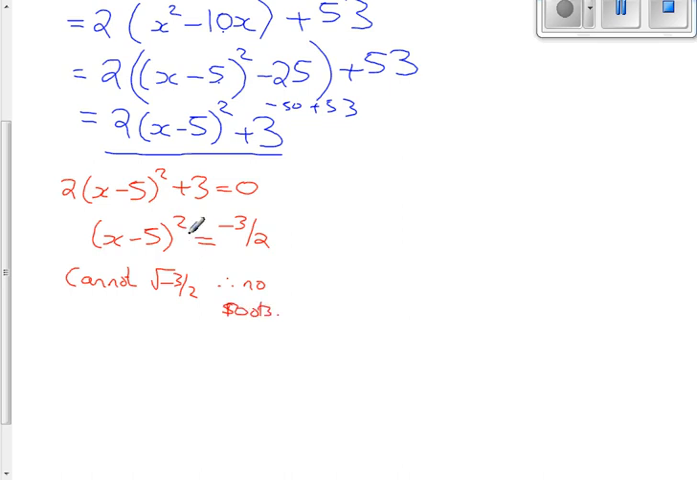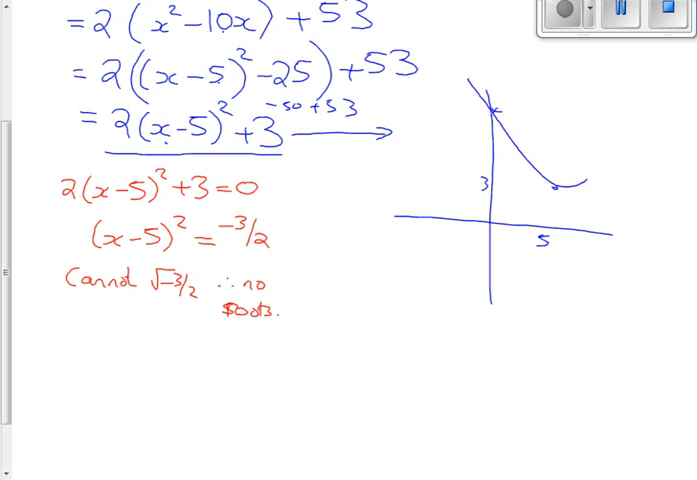Perhaps a nicer way of doing it would be to think about what the graph of this thing looks like. And the graph of this thing, it's going to have a minimum point at 5, 3. It's going to be crossing at 53 up there, isn't it? So it looks like this. So we're going to say, therefore, never touches x-axis, never equals 0, so therefore no roots. I think either approach is valid as long as you finish off with some sort of statement.